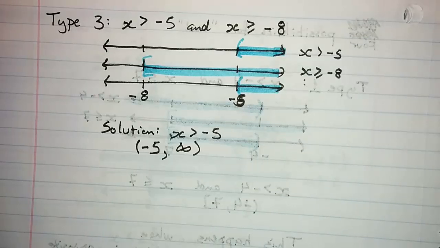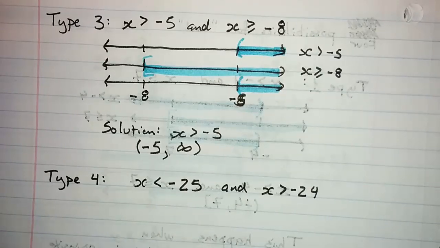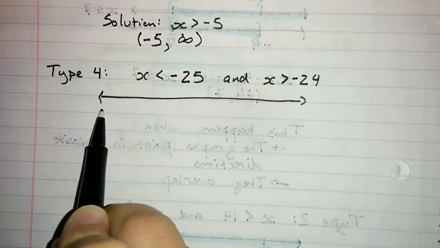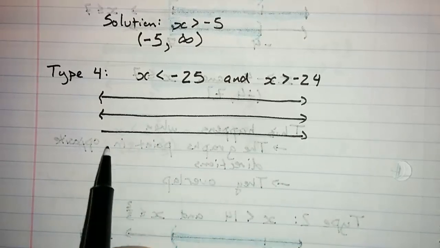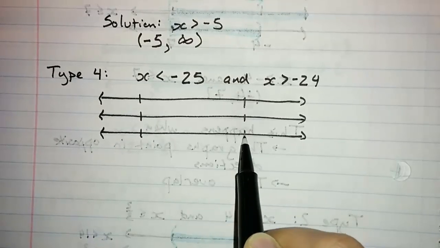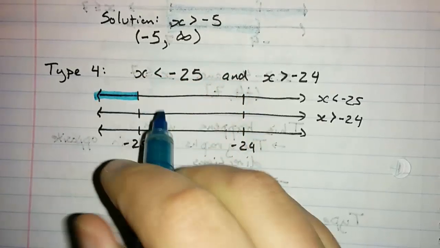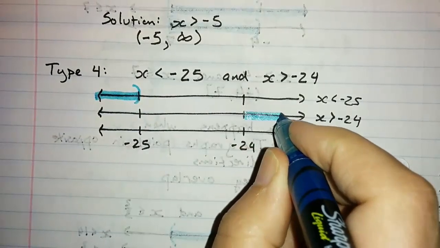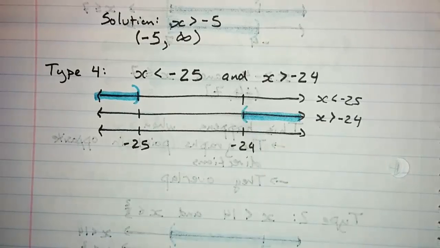All right, what's left? What's the last type? The last type has an example. X is less than negative 25 and X is greater than negative 24. Again, I might need to think for a minute about what order these negative numbers come in. -25 is further to the left. X is less than negative 25. That's like this. He gets a round bracket. X is greater than negative 24. He also gets a round bracket.